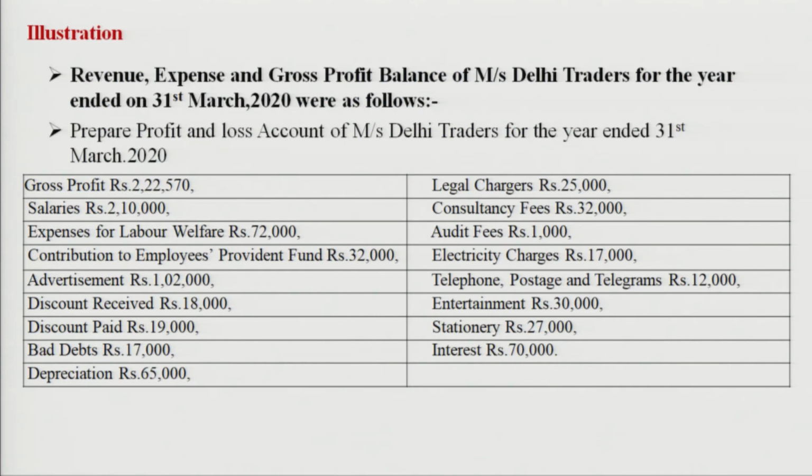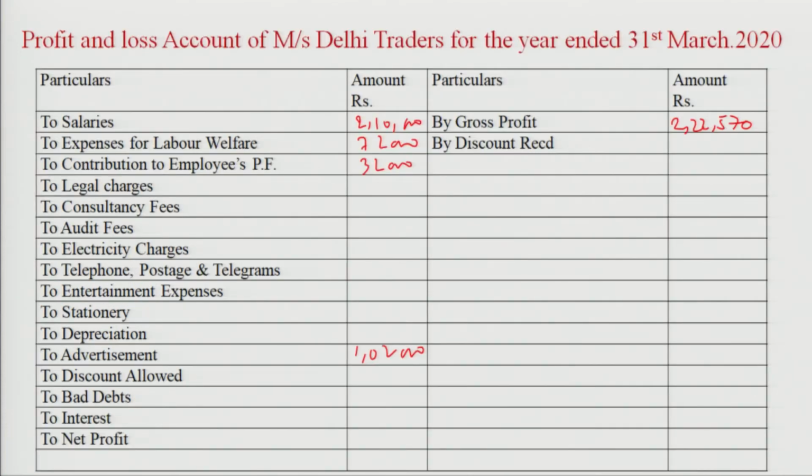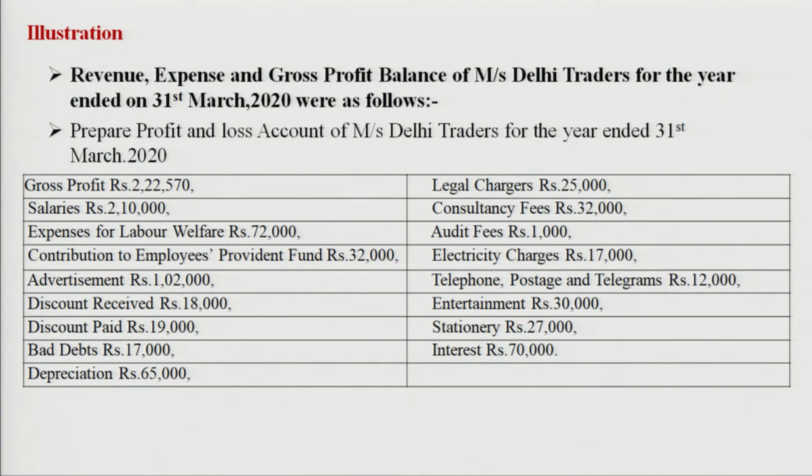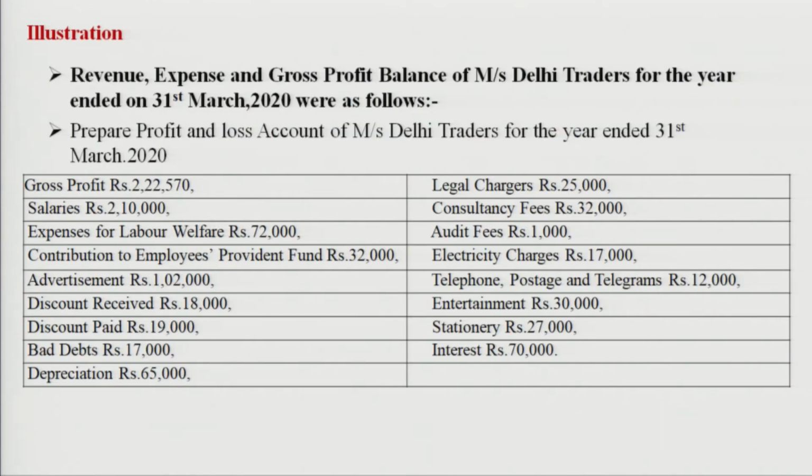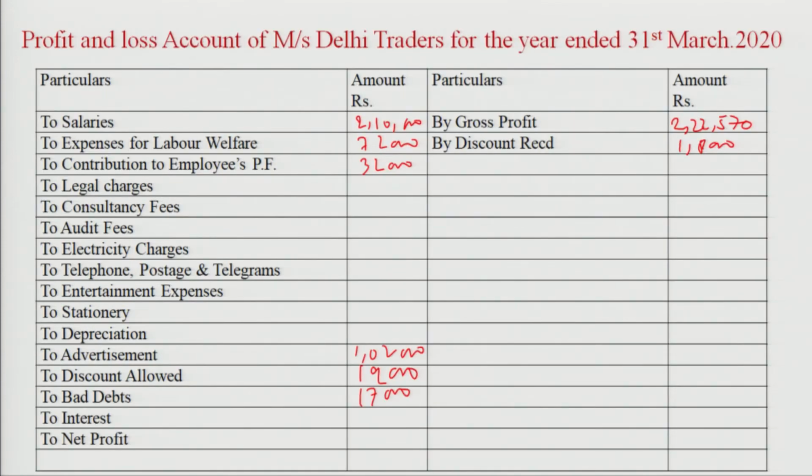Discount received. To discount received, it means we received some discount. This is our income. Discount paid 19,000. Bad debt 17,000. Depreciation 65,000. Where is depreciation? Yes, it is.